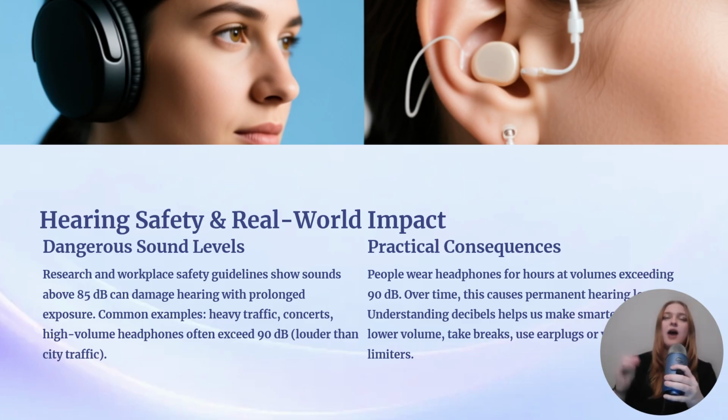Think about how often we ignore this. I know I do. I can wear headphones for hours at volumes that exceed 90 decibels. That's louder than city traffic. Over time, this can cause permanent hearing loss. But by knowing the math, we can make smarter choices like lowering the volume or taking some breaks here and there.